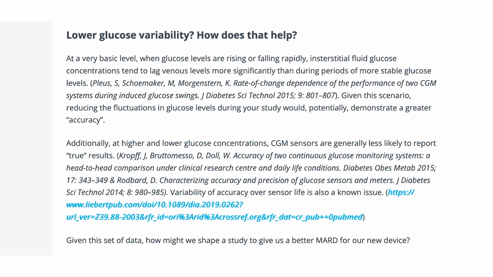Quote from your article kind of sums it really well. I'll just read it. You mentioned this in the section called lower glucose variability. You kind of got into this, but you say at a very basic level, when glucose levels are rising or falling rapidly, the interstitial fluid glucose concentrations tend to lag in the venous levels more significantly than during periods of stable glucose levels, right? Mm-hmm.